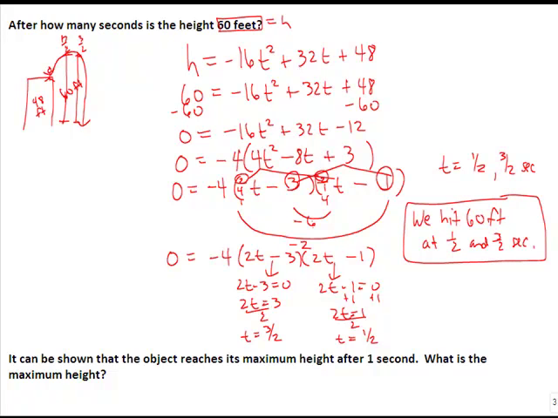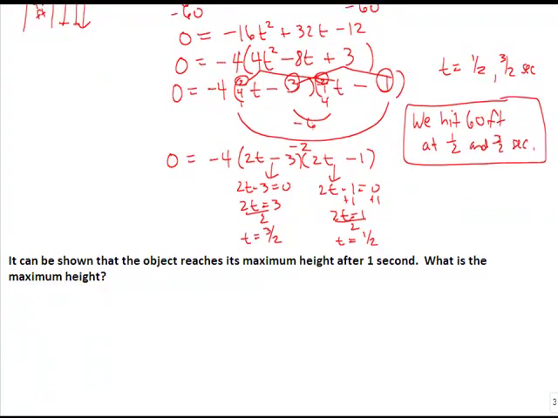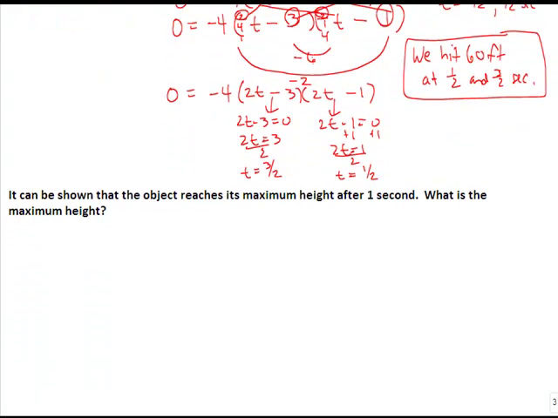Okay? Now, dealing with the same equation, the same situation, let's ask a second question related to this. It can be shown that the object reaches its maximum height after 1 second. What is the maximum height? So remember our equation from earlier: h equals -16t squared plus 32t plus 48.